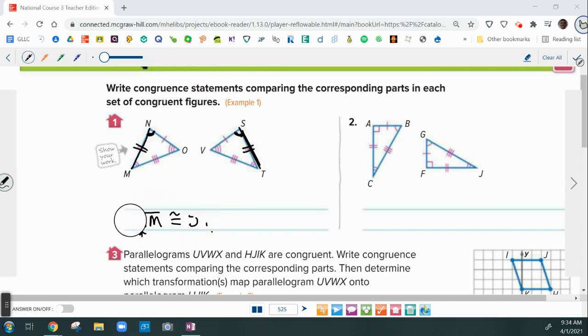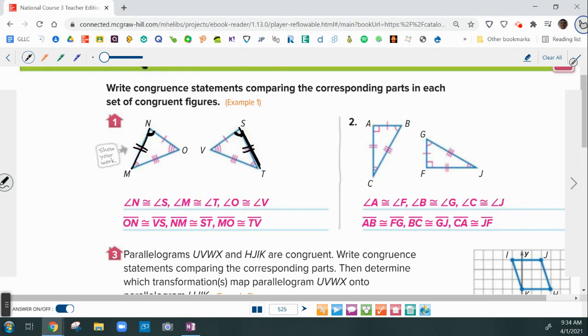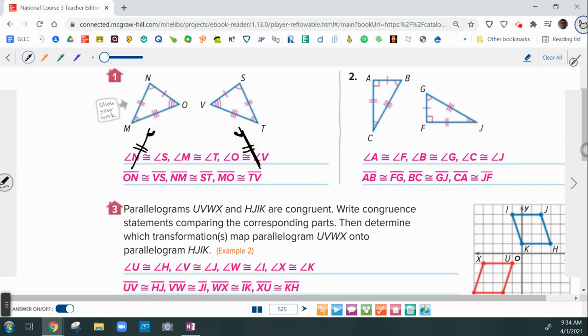Now I'm just going to erase this and give the answers. You can pause and check. You should have 6 answers for both. Some of these will be in different orders, but make sure that if one side is switched, the other side is switched as well, so that corresponding parts are all in the same position in the names. All right, let's look at the next one.